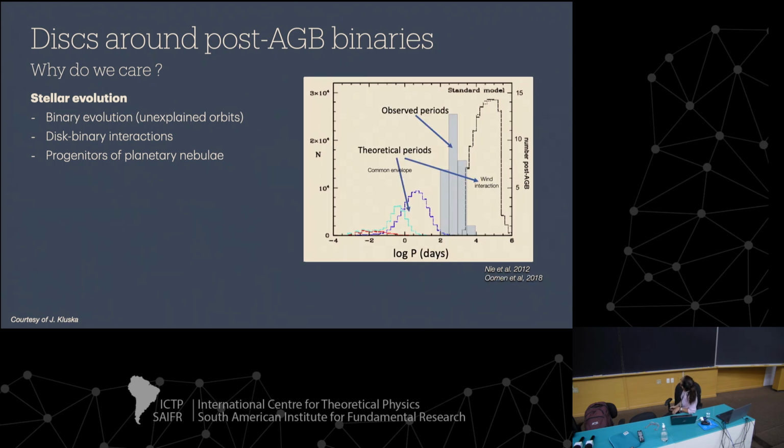But the funky thing is that the observed periods of this kind of post-AGB stars are exactly in the middle between the common envelope one and the standard model. Yay! It's exciting, right? It's like, what the heck is happening? So there's something going on that we are not accounting for in the common envelope evolution or in the standard model. It could be the presence of a planet. It could be a lot of gravitational waves happening at some point during the common envelope, shrinking the orbit in a very drastic way. We don't know. But let's carry on with this, right?